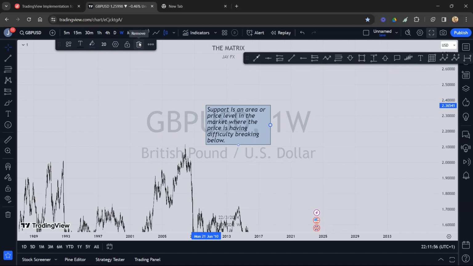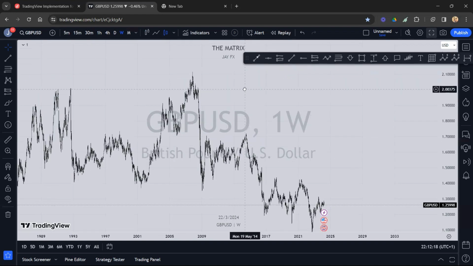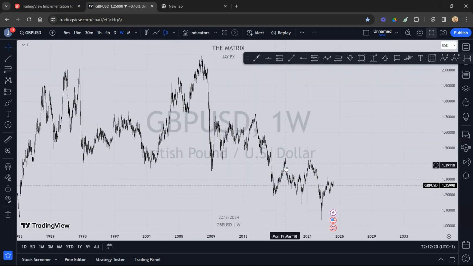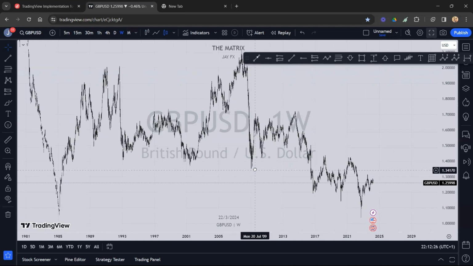Now, it doesn't mean that price cannot break or will not break. It's just that price is currently having difficulty at the moment and it might react to that place in the market. The market is not seeing anything you are drawing. Take note of that. They are not seeing any rectangle or any rubbish you are drawing.